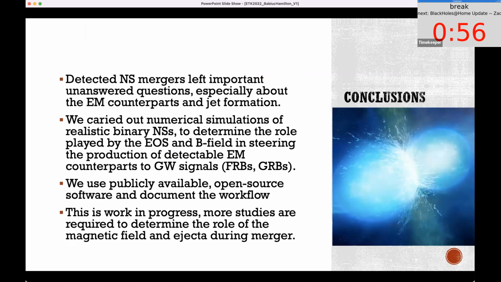And in conclusion, detected neutron star mergers left important unanswered questions, so I carried out numerical simulations of realistic binary neutron stars. Everything I use is publicly available. I use basically GR hydro. This is a work in progress. More studies are required to determine what is the role played by the equation of state, the magnetic field, and the ejecta during the merger. Thank you. I'll take questions now.